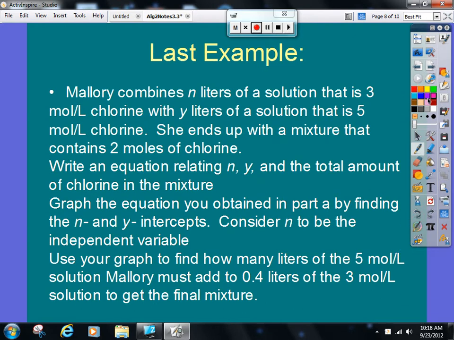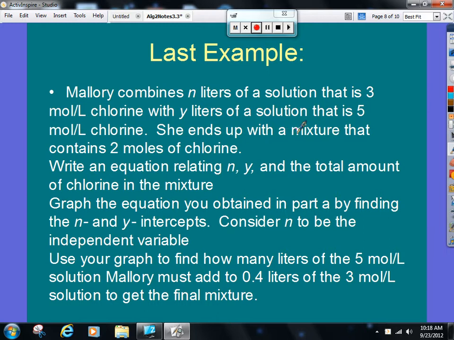Mallory combines n liters of a solution that is 3 moles per liter with y liters of a solution that is 5 moles per liter of chlorine. She ends up with a mixture that contains 2 moles of chlorine. Okay, this is a linear combination, so she has 3n plus 5y, and it will equal 2.